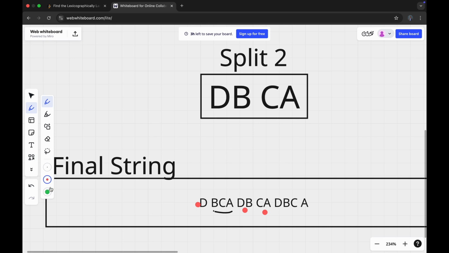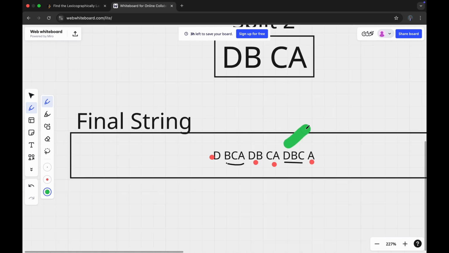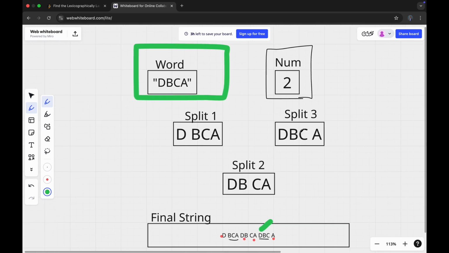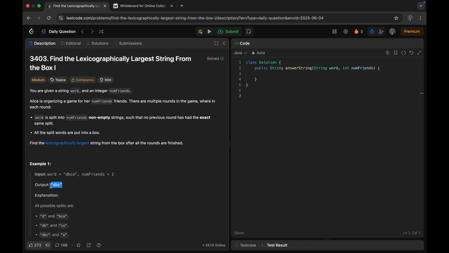dbc, when we compare dbc to bca, yeah, it also stands out as a possible way, and a is not at all possible. When we compare bca and dbc, we can clearly say that dbc is the largest string compared to bca, so the answer is dbc. See, the answer is dbc in example 1.